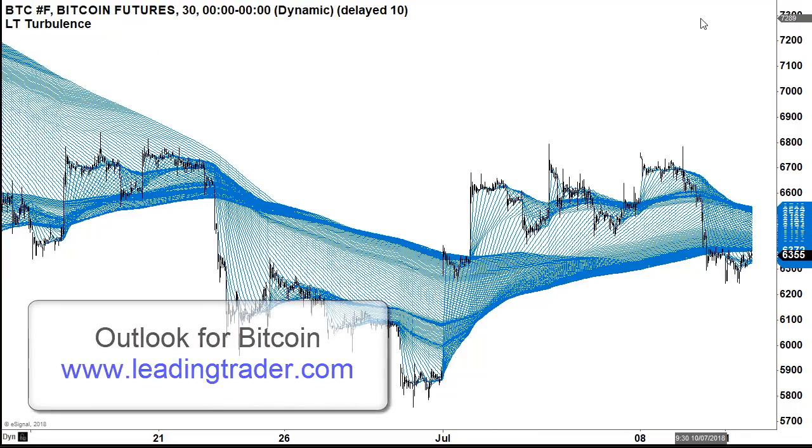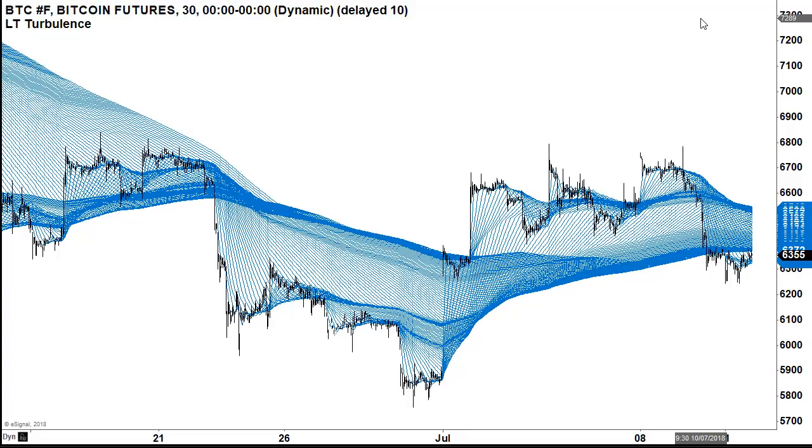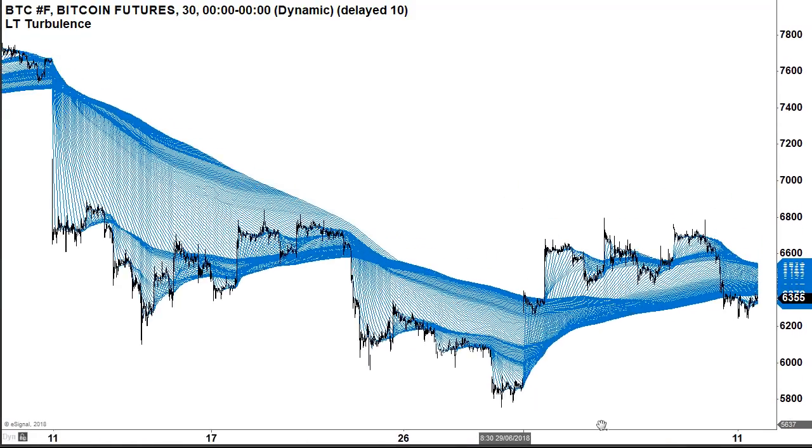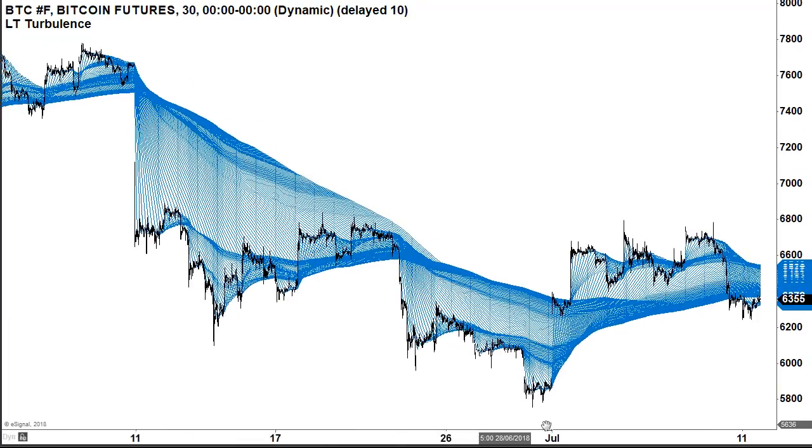Hope you're well. I want to do a very quick update and video here on Bitcoin and what's happening on this particular chart. I want to show you exactly what this chart here shows about Bitcoin in just a few moments.